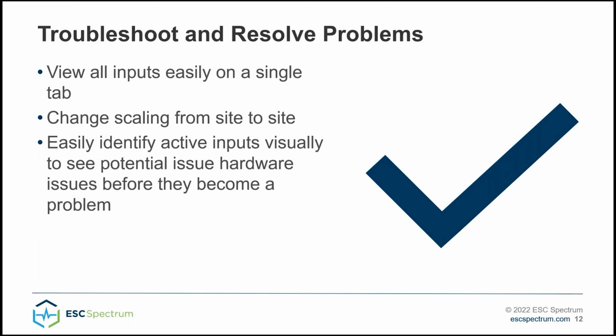RATAView does give you some ability to troubleshoot and resolve problems. All of the I/O points are displayed on a single tab. The analog points display the current value and the milliamps, as well as the scaling of the point. Digital points show whether the point is on or off. And from this tab, you can change the scaling of analog points and toggle digital points on or off.